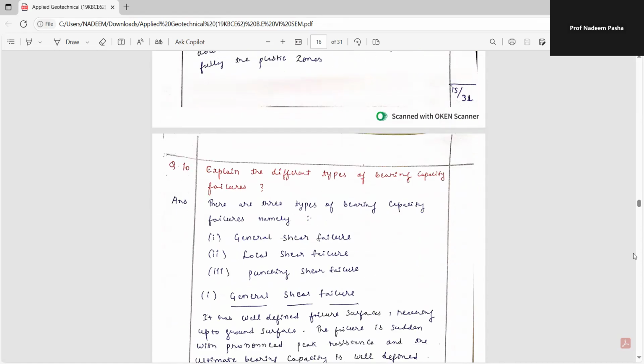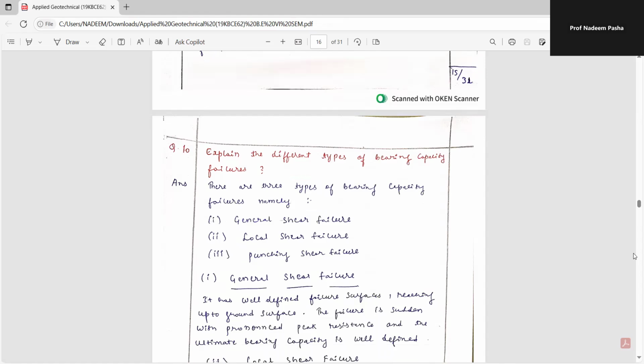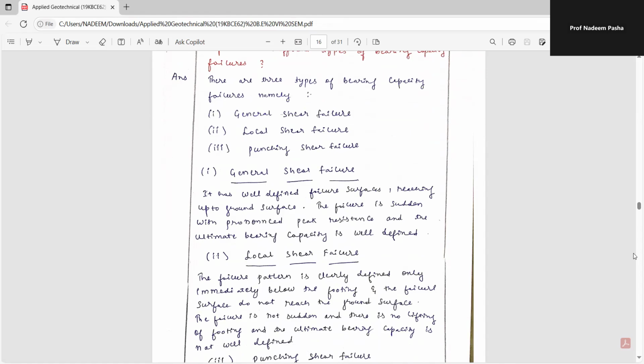Explain the different types of bearing capacity failures. There are three types of bearing capacity failures, namely general shear failure, local shear failure, and punching shear failure. What is general shear failure? It has a well defined failure surface reaching up to the ground surface. The failure is sudden with pronounced peak resistance, and the ultimate bearing capacity is well defined.